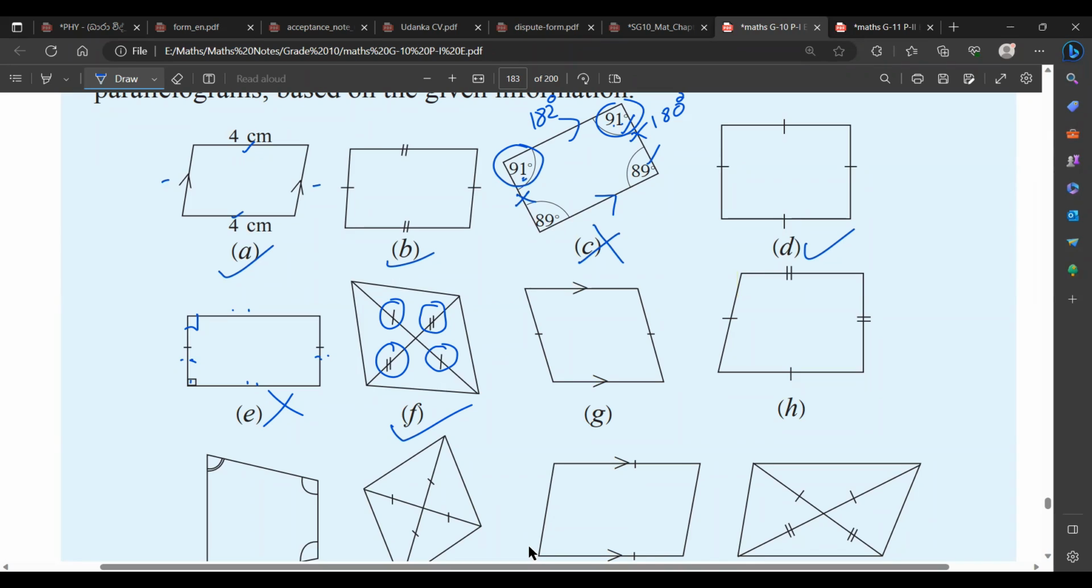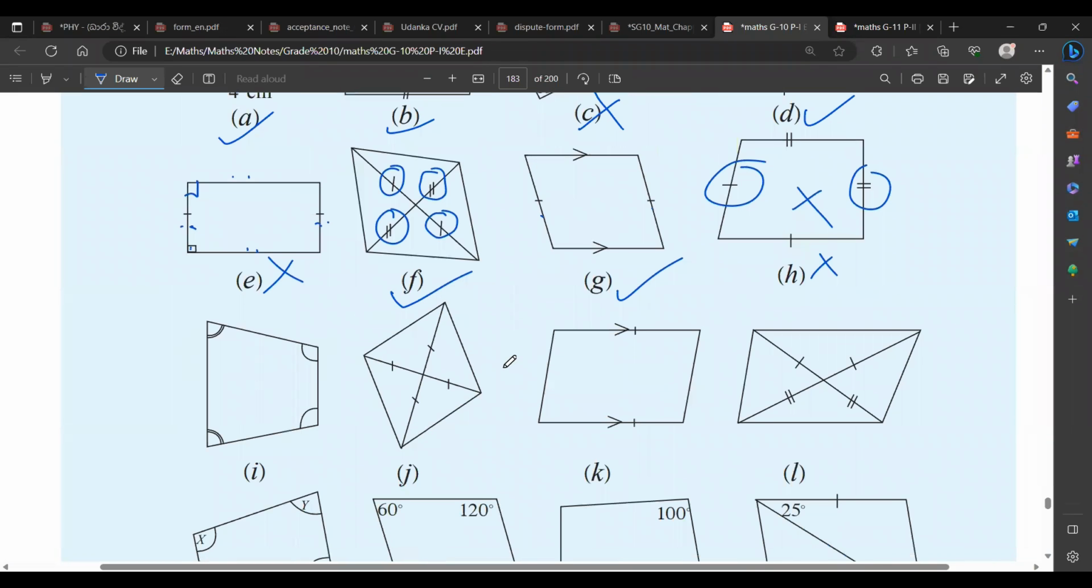Here, opposite sides are parallel and these two sides are equal. This should be a parallelogram. Here, we can see opposite sides are not equal, so this is not a parallelogram. It is a trapezium. We have to mention that opposite sides or angles should be equal. This is a rhombus. It is a parallelogram because these two are equal and these two are equal.